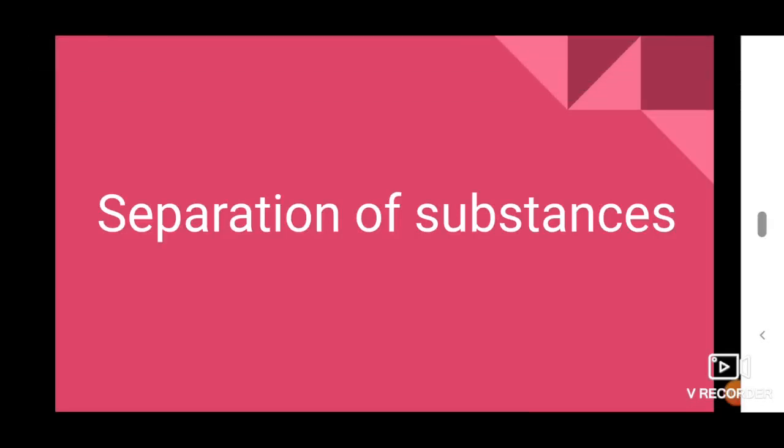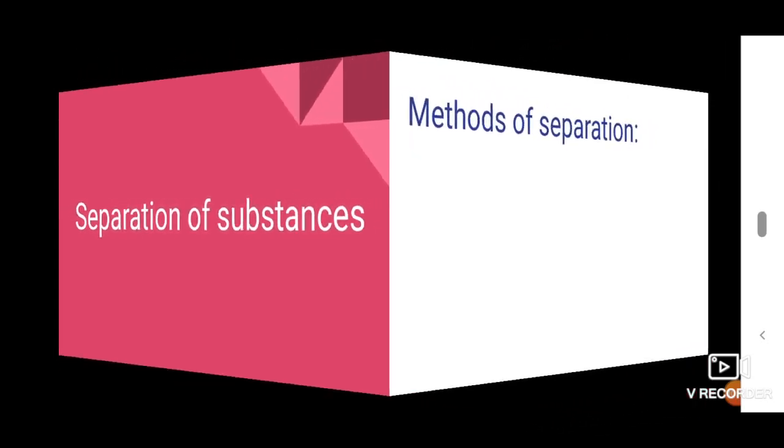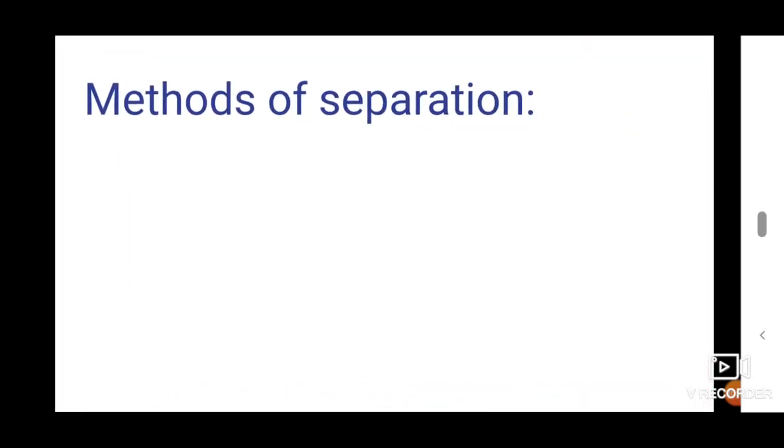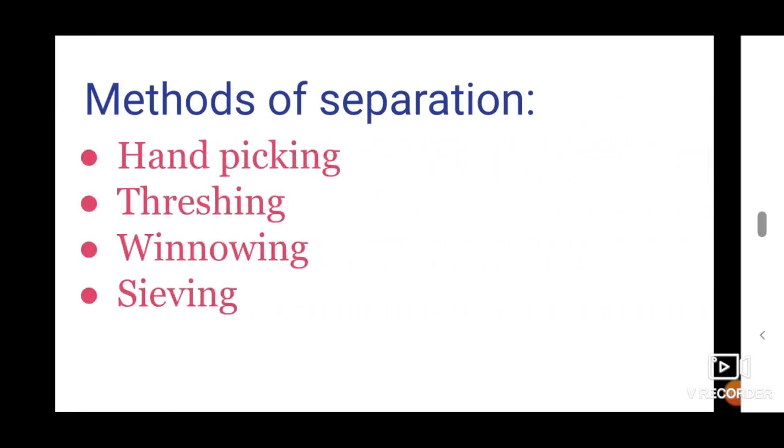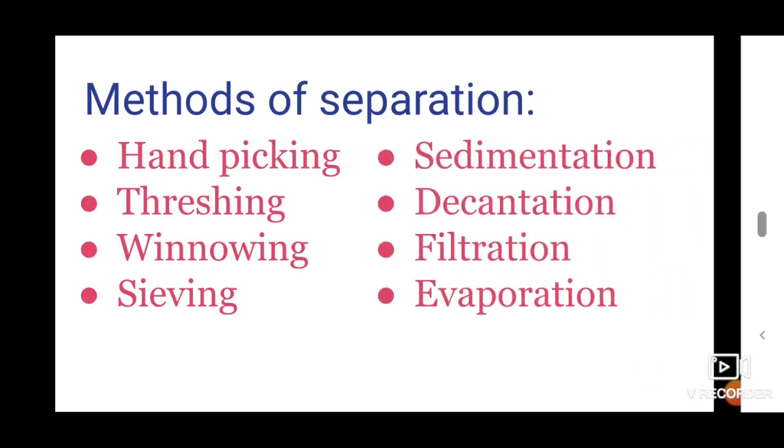Today we are going to continue chapter 5, separation of substances. Let me recall what we have seen in previous classes. In previous classes we learned some separation methods. What are they? Hand picking, threshing, winnowing, sieving, sedimentation, decantation, filtration. Hand picking is used for separating stones from rice.